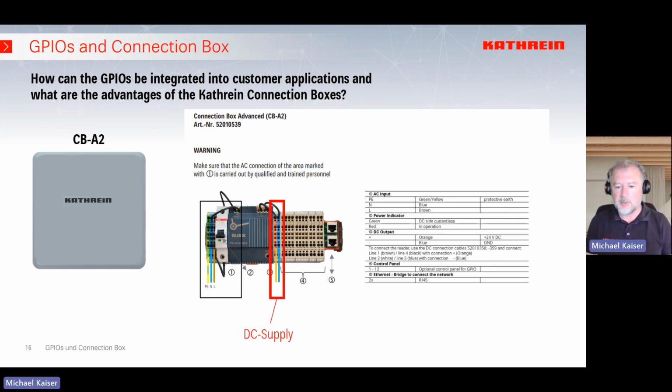Here you see the DC supply. You can connect to the reader. The blue and orange colors here are for our cabling. If you have another cable, please take care to use the right colors on your side. But these are our colors for the cable you can buy from us.